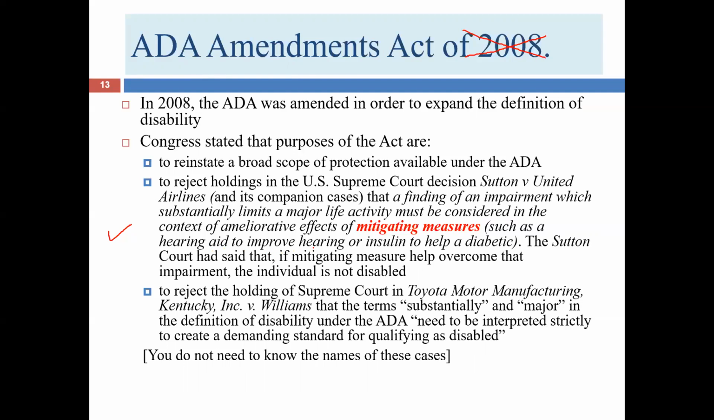We're going to consider the mitigating measures. Similarly, if a person's a diabetic, but once he or she takes his or her insulin, the diabetes is no longer a major factor in this person's life, then that mitigating measure is going to remove that person from consideration as having a disability. So that's what Sutton said. But the Congress said, oh, no. You cannot consider mitigating measures.